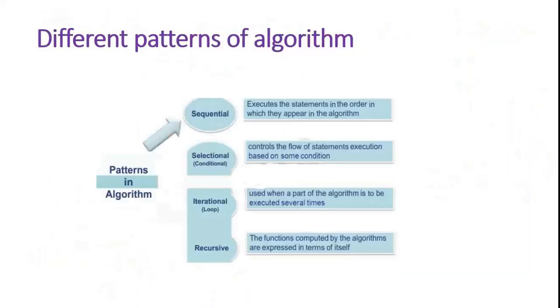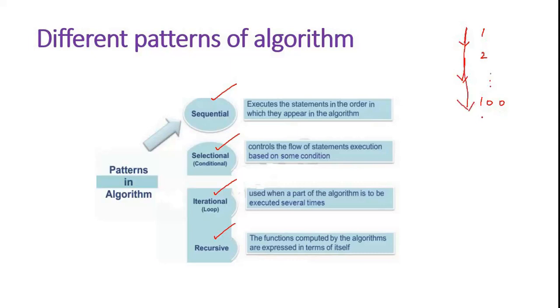Then what are the different types of algorithm? Anyway, I'm going to discuss this in detail in a separate presentation. The different types of algorithm are sequential, selection, iterative, and recursive. Sequential means it will go line by line. Say I have 100 lines of code; the flow of the program is from 1 to 100, in this direction.